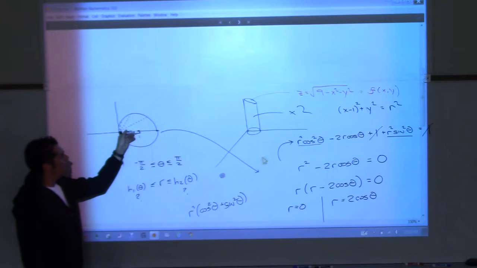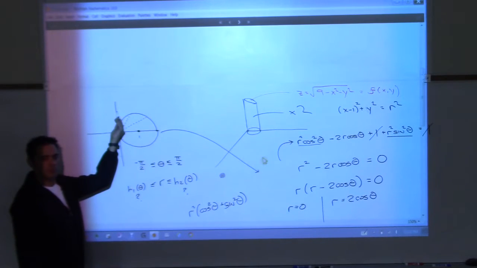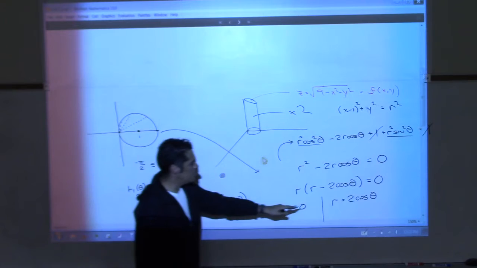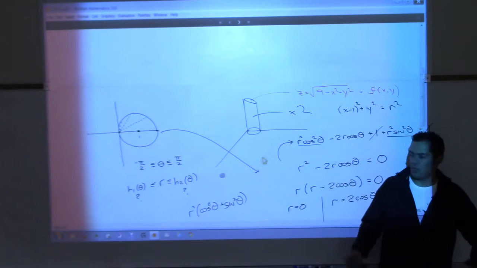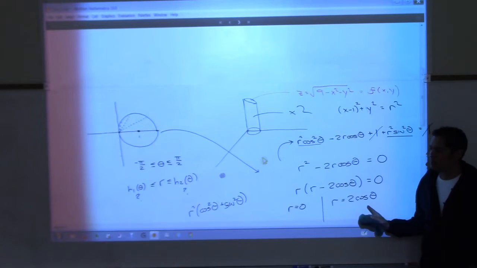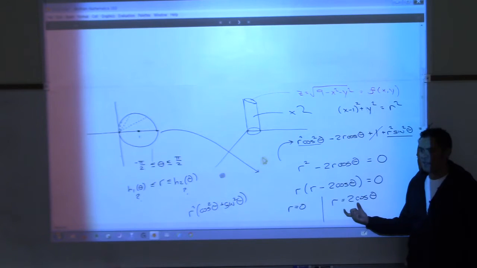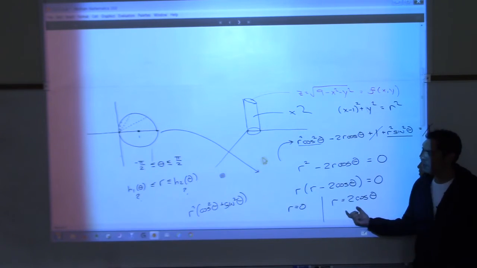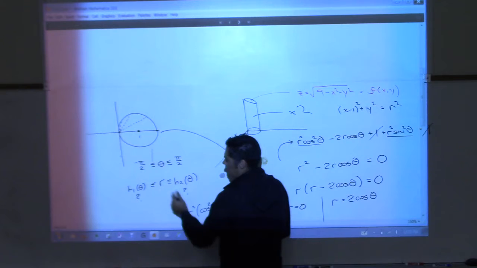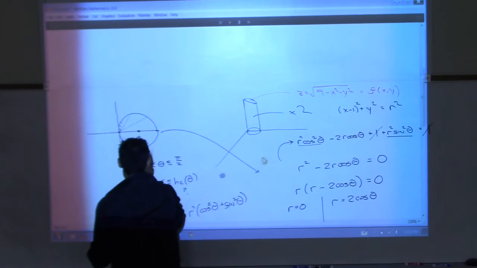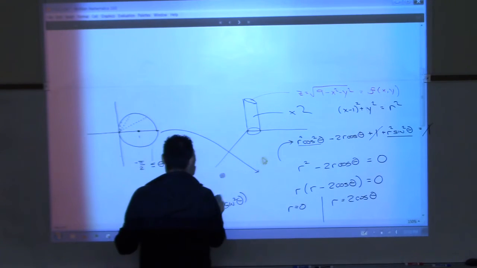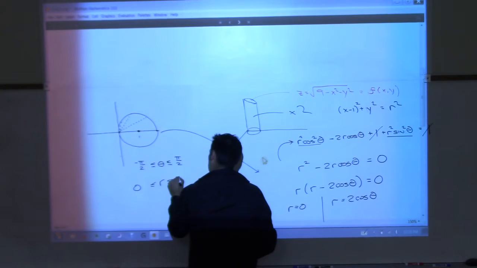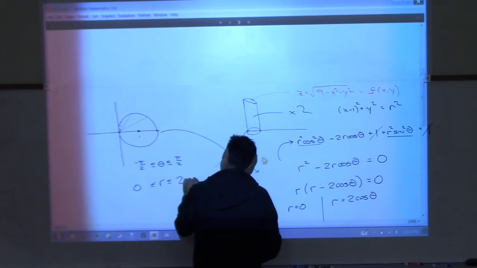What if theta is pi over 2? Cosine of pi over 2 is 0, right? So you're between 0 and 0. So this seems to be dictating how far out I walk. So our r restriction should be what? 0 to 2 cosine theta.